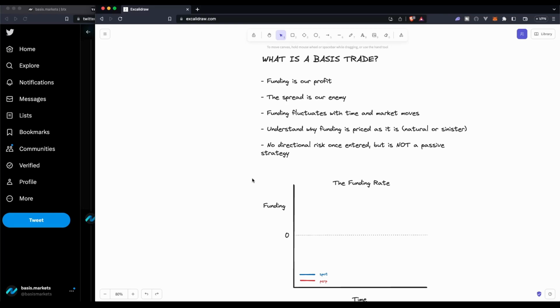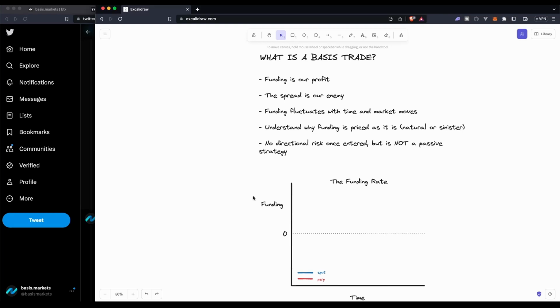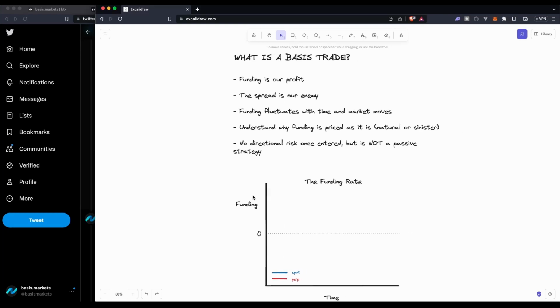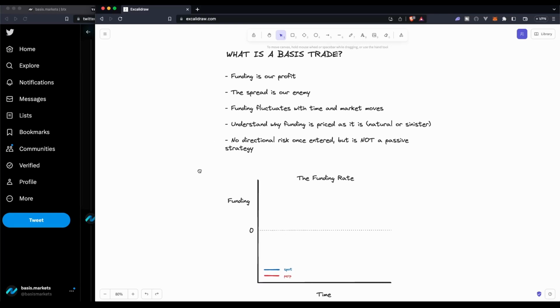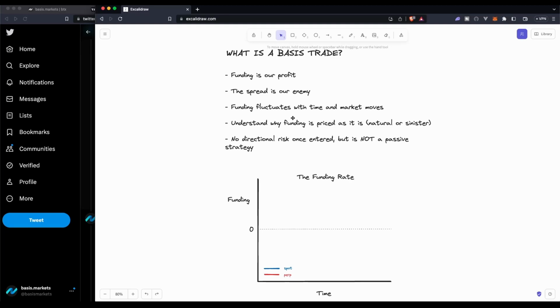At times you can get crazy funding rates and earn 50% plus, but that's few and far between and doesn't last anywhere near what we'd want it to last in this market. The funding fluctuates with the time and market moves, but the most important thing is to understand why funding is priced as it is. So if we have something that's massively negative and the shorts are piling in and happy to pay us for being short, why are they doing that?